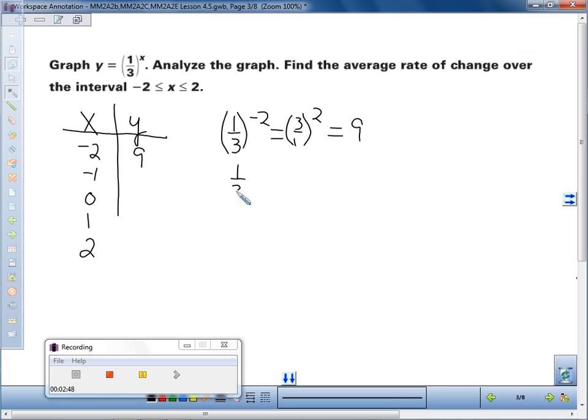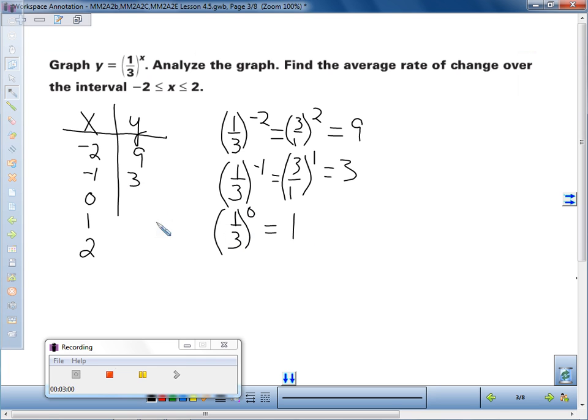I'm going to do the same thing with -1 so that I get 3. Then when we put in 0 for x, remember anything to the 0 power is 1. Then we're going to put 1 in, so we get 1/3. And then finally we'll have 1/3 squared, which gives us 1/9.